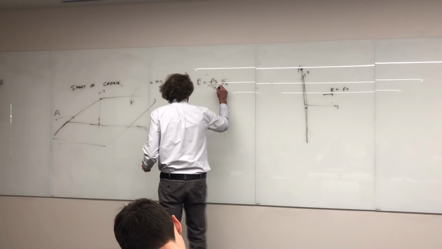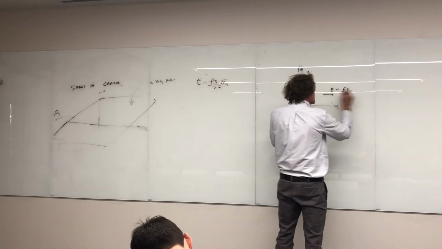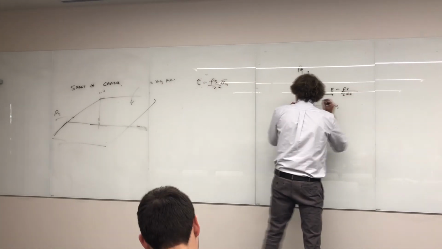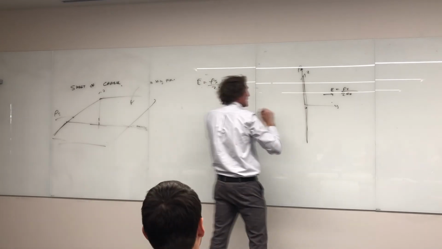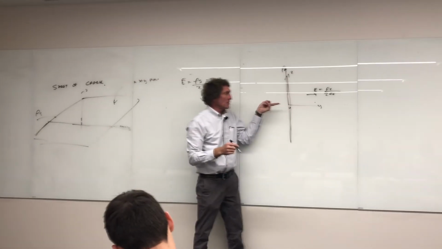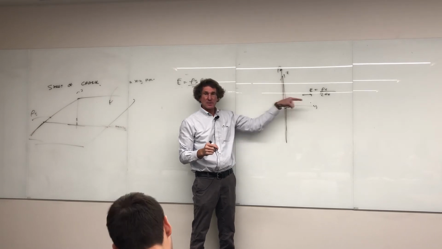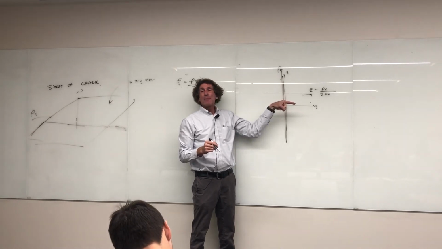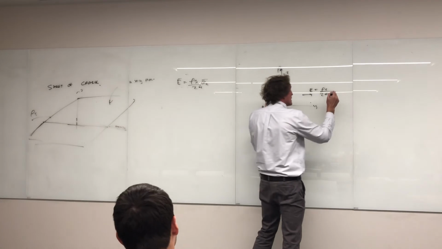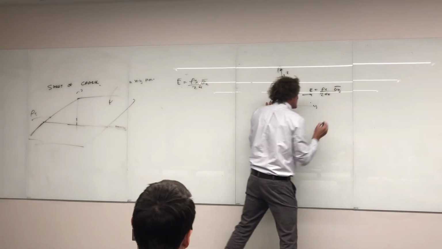Over 2 epsilon naught. I gave you the D field. There's an epsilon naught here, and it's in the normal direction. Well, the normal points away from the infinite sheet, which would be what direction there? Positive AY. That would be what it would be over there.